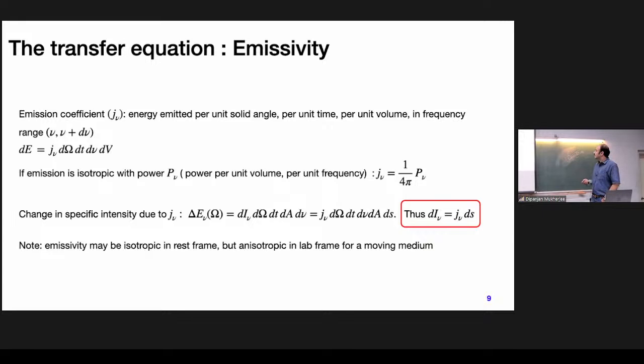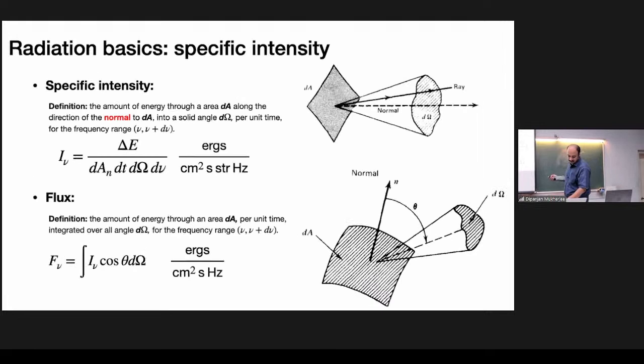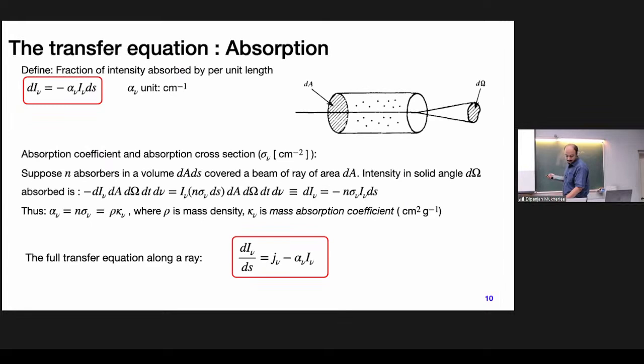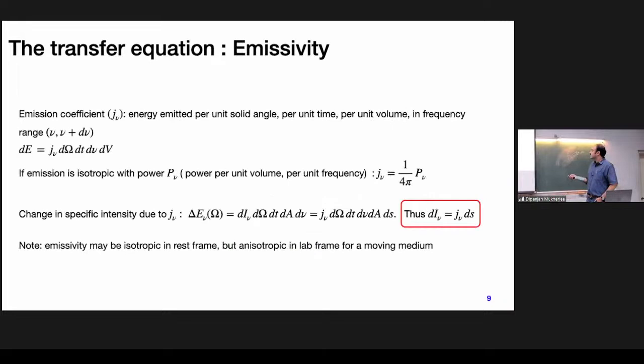Okay, so now if a ray of light is passing through a volume, and the volume is contributing towards the ray of light by emitting or adding energy to it, what is the change in the intensity of the light? Let's see. Starting from the basic definition of intensity again. So if I go back to the definition of intensity, delta E is I nu dA dt d omega d nu. So similarly, delta E is dI d omega dt.